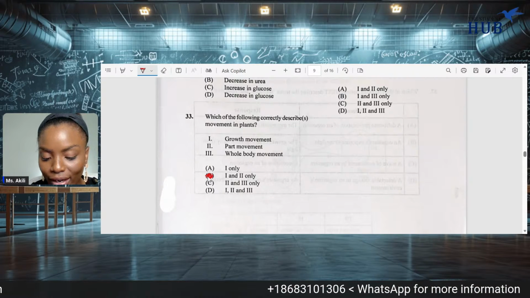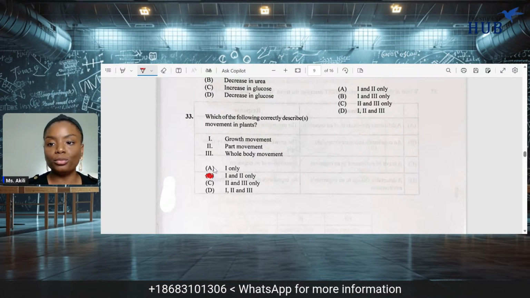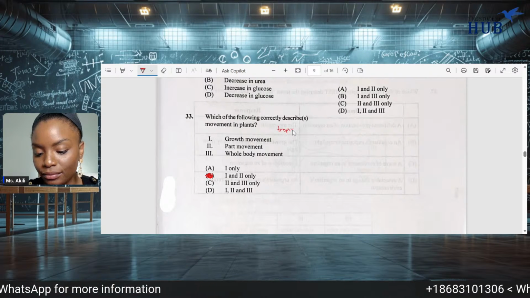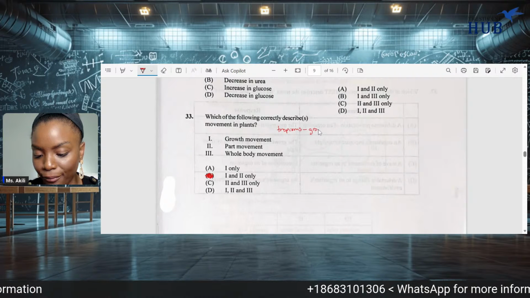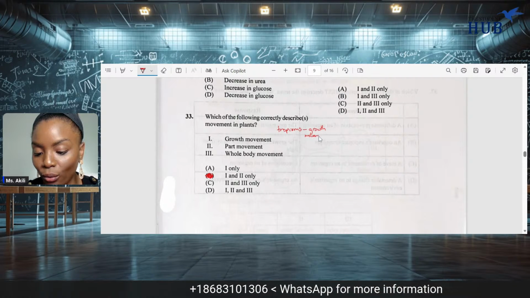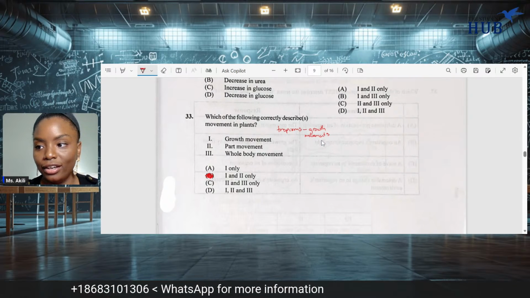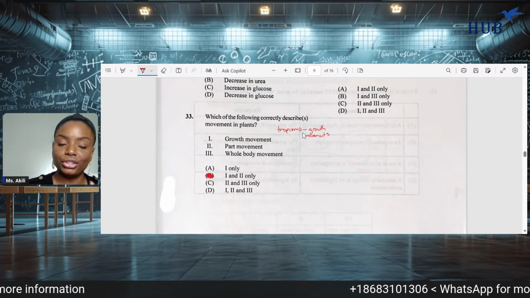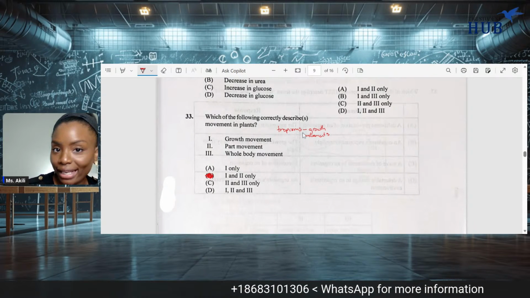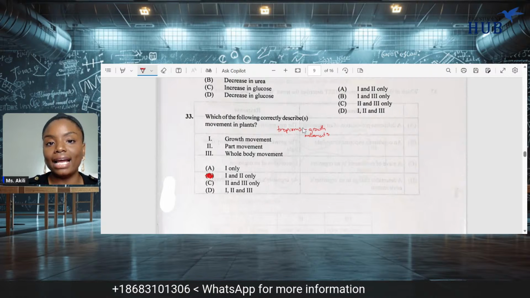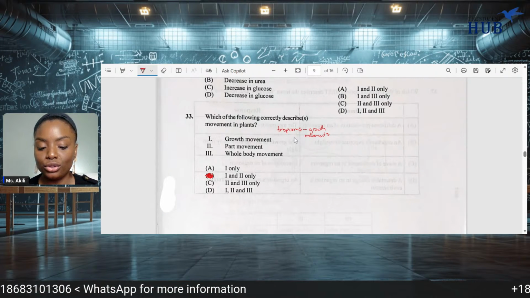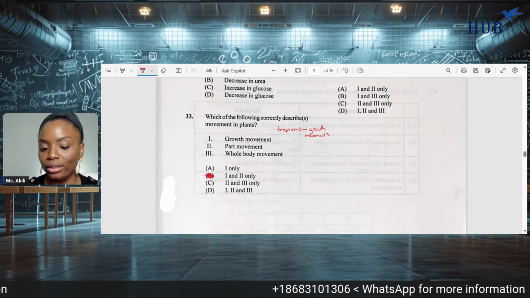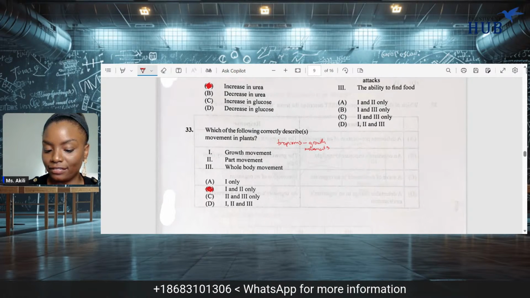And I agree, right? Plants respond via growth movements or tropisms, right? So plants exhibit tropisms, which is growth movements, right? And that only happens in part of the body, right? So if they have to respond to light, they have to grow towards light. If they have to respond to gravity, they have to grow towards or in the direction or under the influence of gravity. And that happens in different parts of the plant, right? So they aren't able to move their whole body at the same time. So 1 and 2 only is going to be the correct answer for this question.